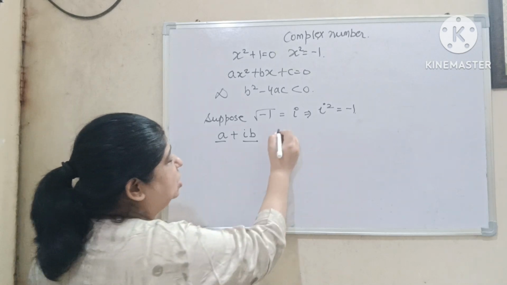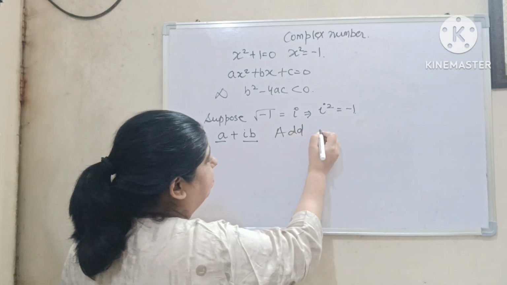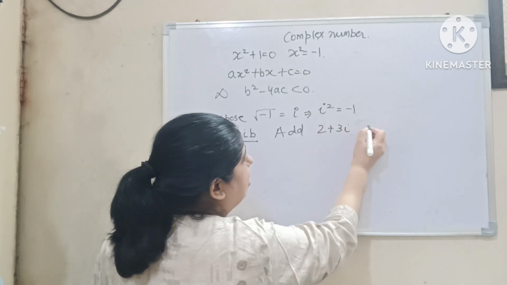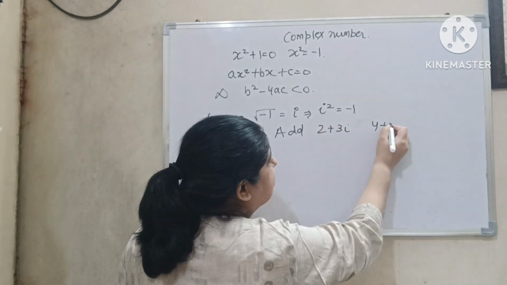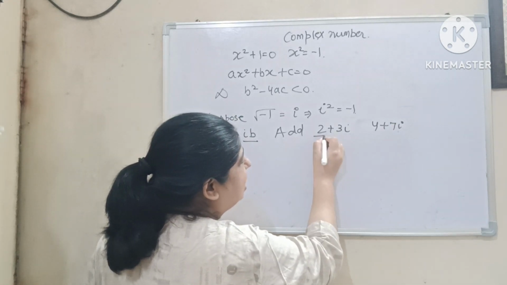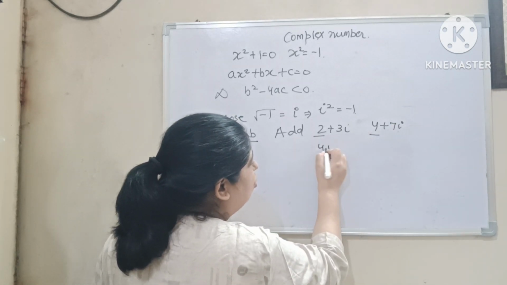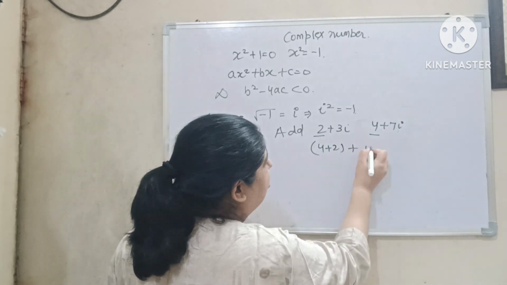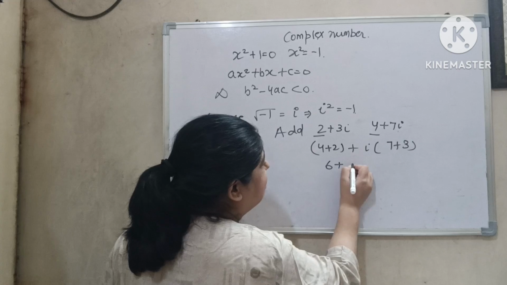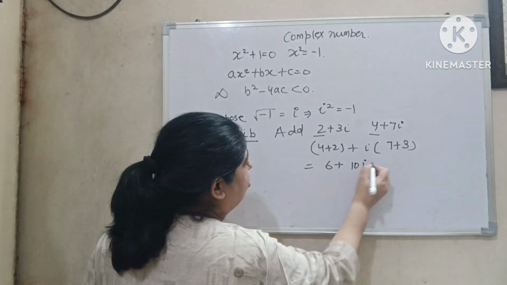Now comes the addition of complex number. Suppose you have 2 plus 3i and 4 plus 7i. How will you add this? The real part you will add together, 4 plus 2, and the imaginary part you will add together, 7 plus 3. That is 6 plus 10i. This will be your answer.